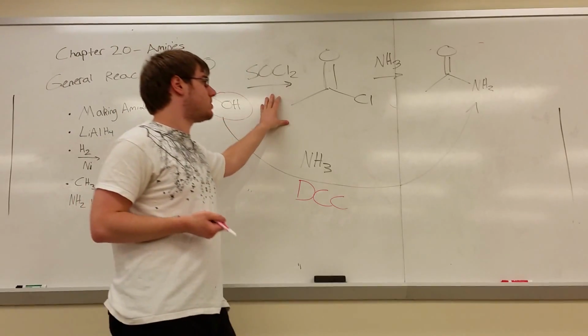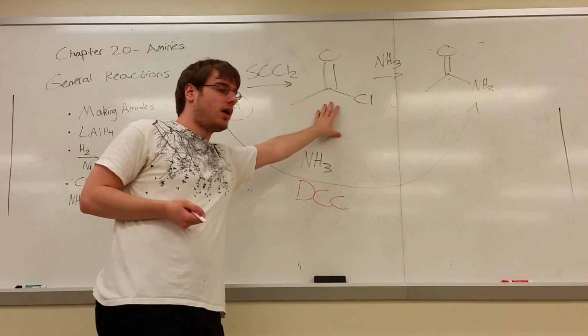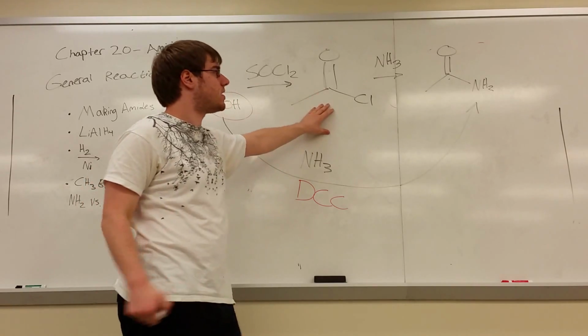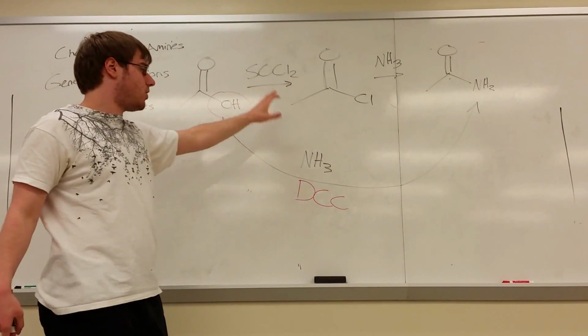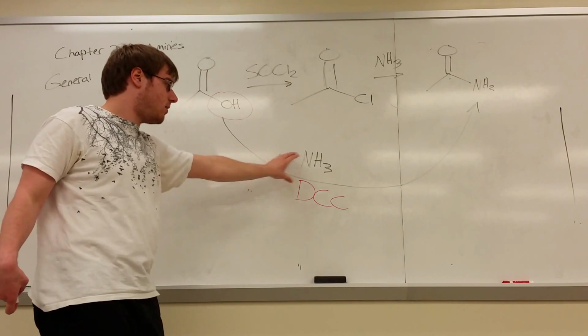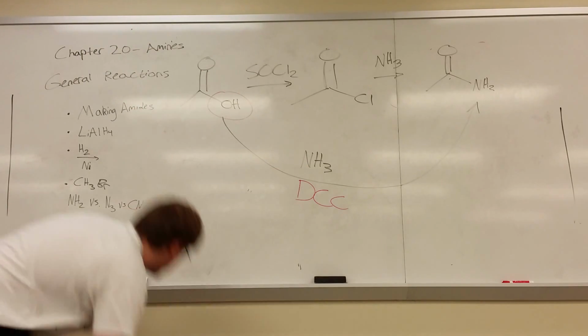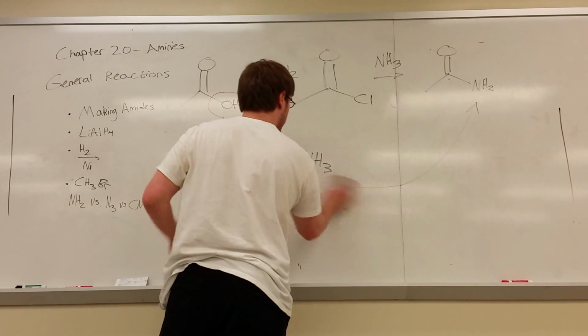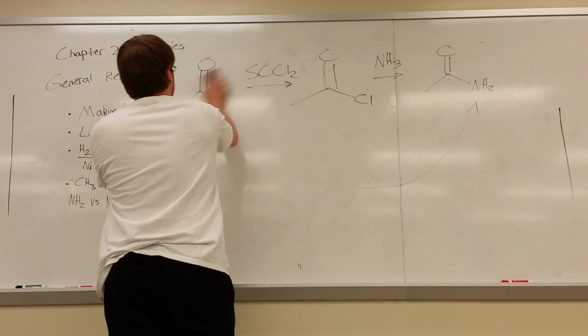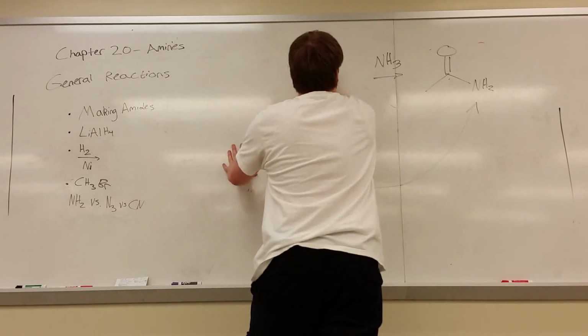But these are your two go-to methods of making an amide. Carboxylic acid with SOCl2 to make an acyl halide, or acyl chloride in this case, and then your nitrogen attacks that. Or carboxylic acid with the amine group you want to add, and DCC. Okay? Now, let's talk a little more about amides because there's an important rule you should know about that, and it involves what LiAlH4 does to it.